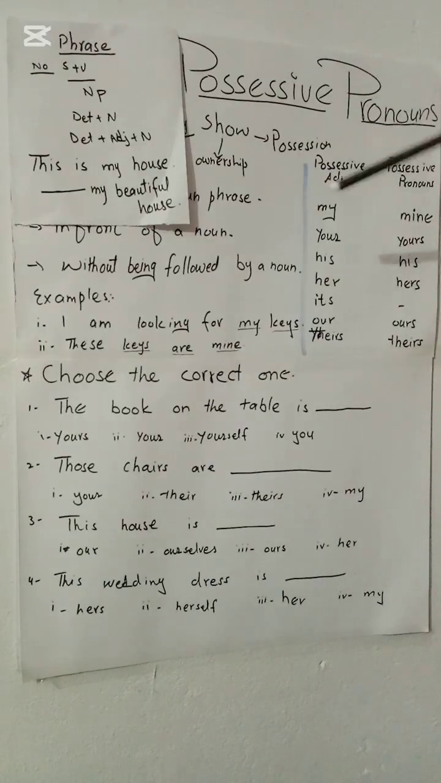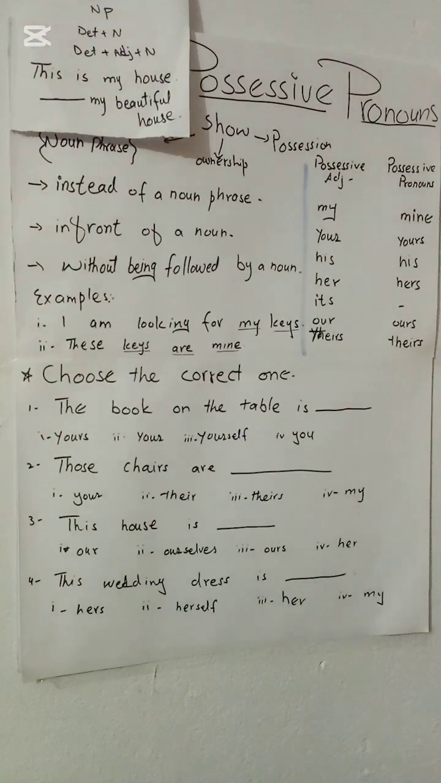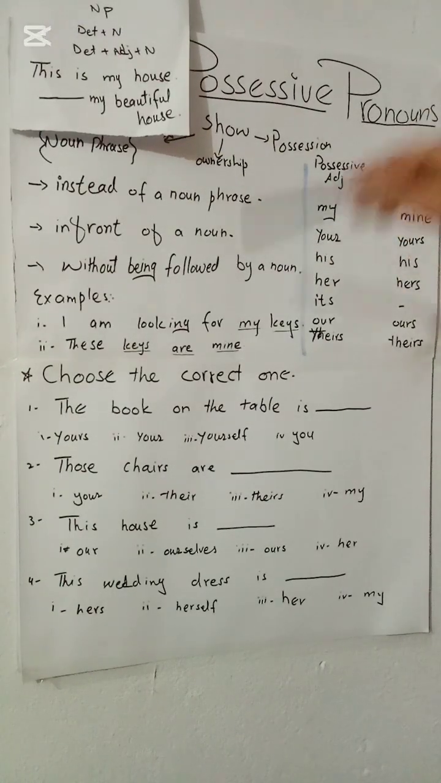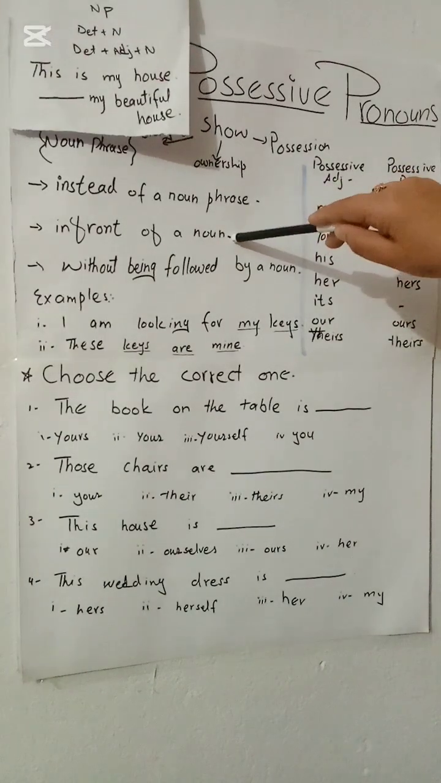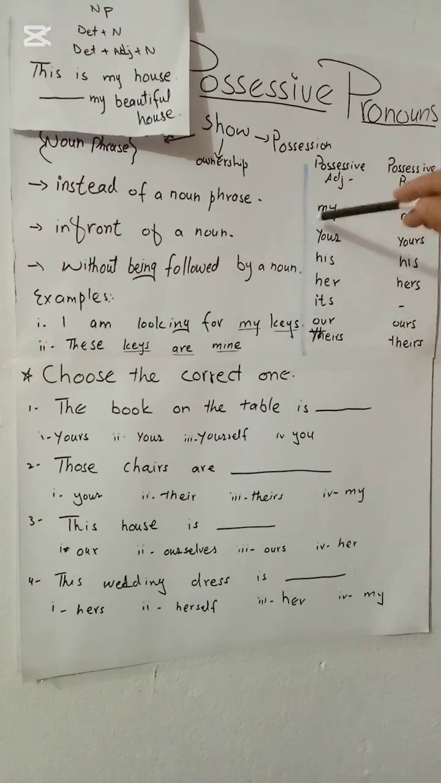And the next key point written in your book is that in front of a noun, we have two types to consider: the possessive adjective and the possessive pronoun. We cannot use a possessive pronoun in front of a noun. If we want to use something there, it will be a possessive adjective.